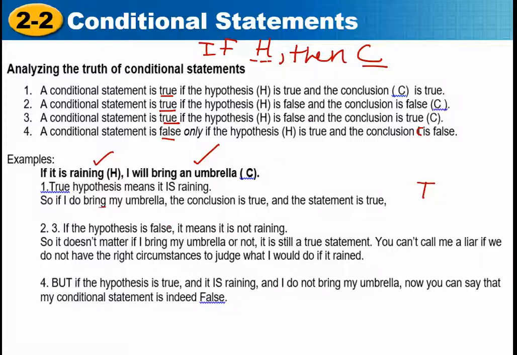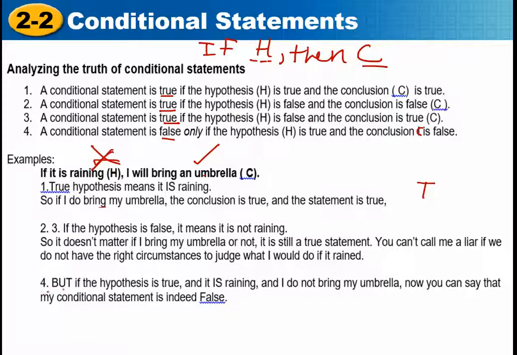If the hypothesis is false, it's not raining. Nope, not raining. So whether I bring my umbrella or not, it's still a true statement because I can't really judge. If it's not raining, I can't finish the sentence. I can't say I will bring an umbrella because it's not raining, so it doesn't make any sense. It doesn't matter if I bring my umbrella or not, it's still a true statement. You can't call me a liar if we do not have the right circumstances to judge what I would do if it did rain. So as long as it's not raining, you will assume that I will bring an umbrella if it was raining. It's not, so you can't tell me that I'm not going to.